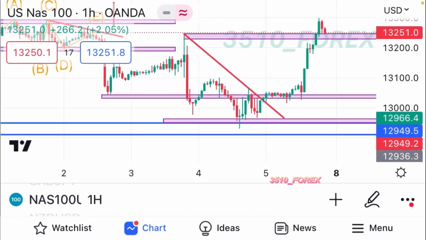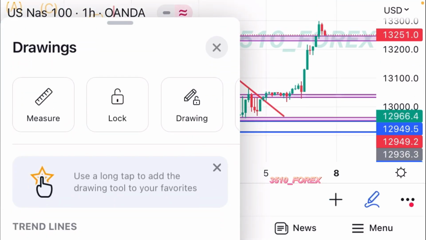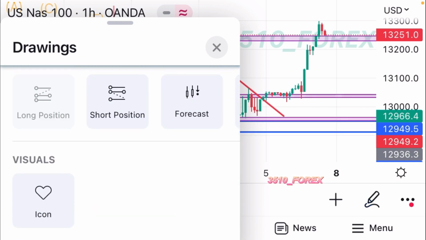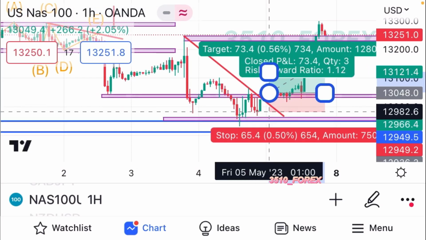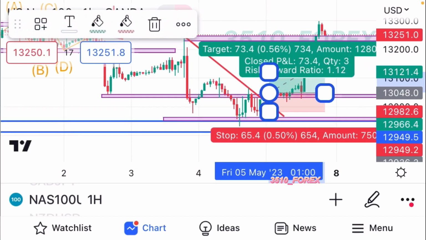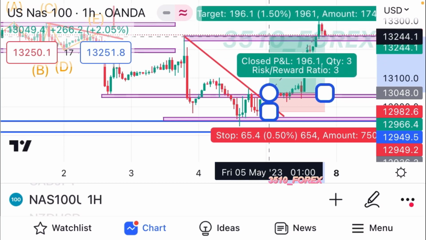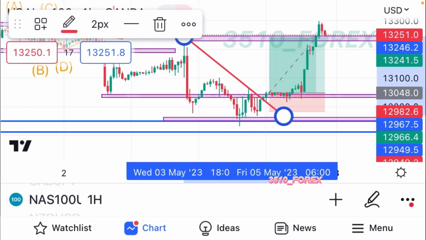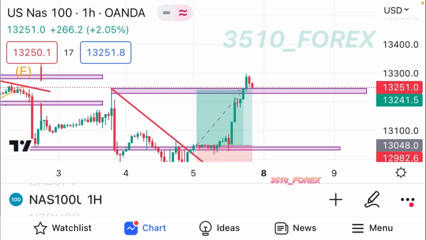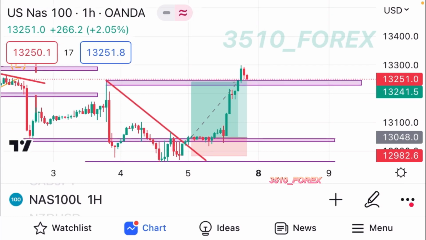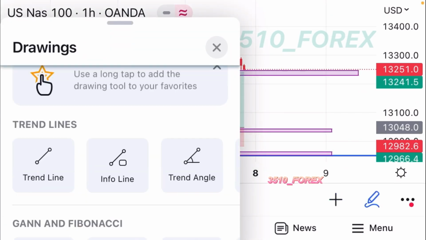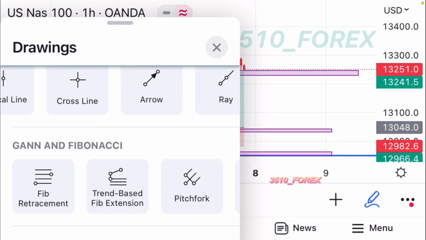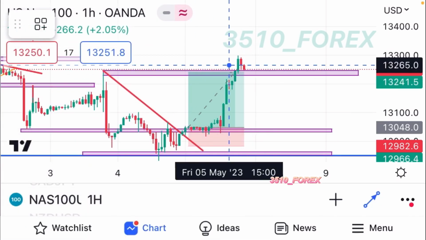Let me zoom out. So from that touch 3, it goes up. My stop loss was going to be there. It did go up, and it did touch one, which was going to be my take profit. And another thing that I'm seeing right now is this. This is the thing that I'm seeing right now.